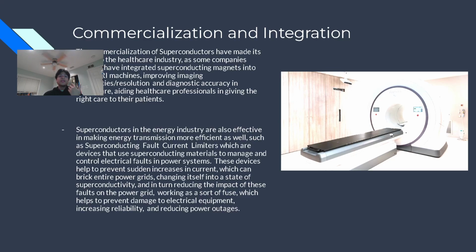Like these sudden increases in current could break power grids and everything, and it changes itself into a state of superconductivity, and in turn reduces the impact of these faults on the power grid, working as sort of like a fuse, and helps to prevent damage to electrical equipment, increasing reliability and reducing power outages. And we'll go on to the next one.